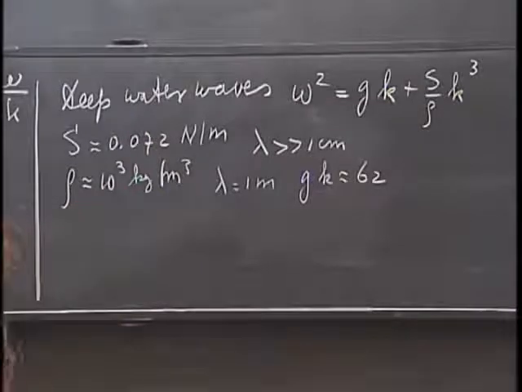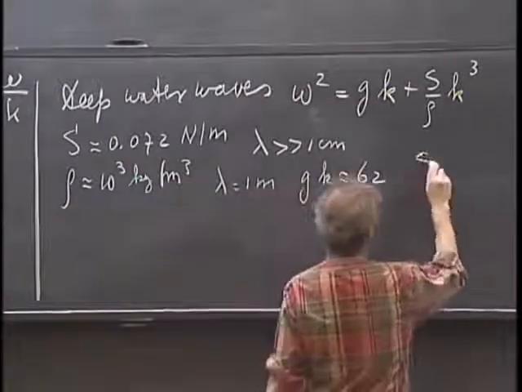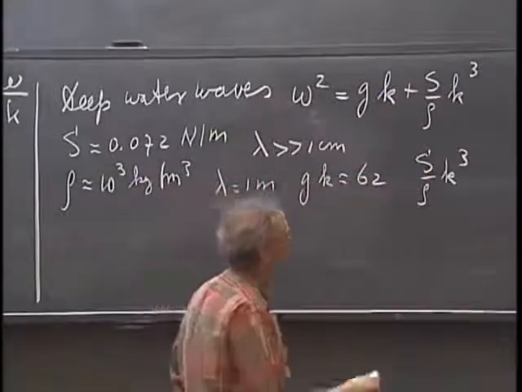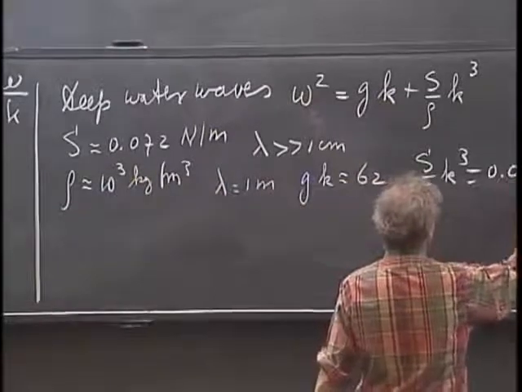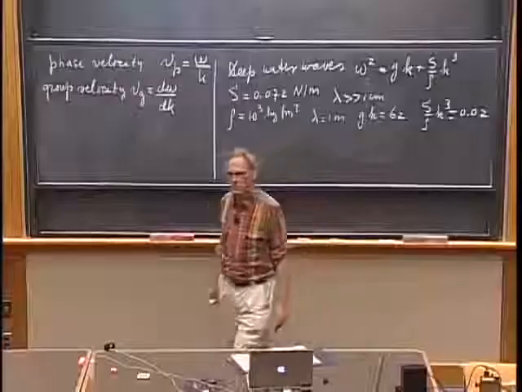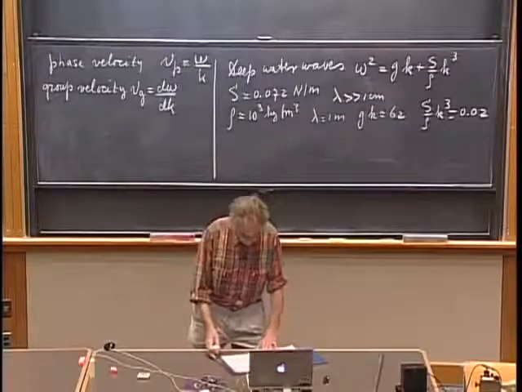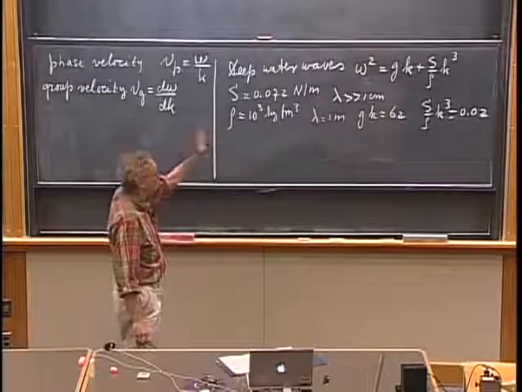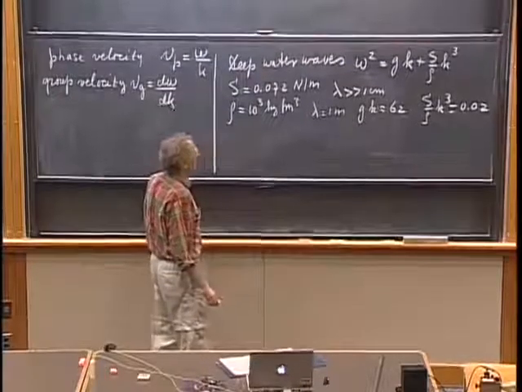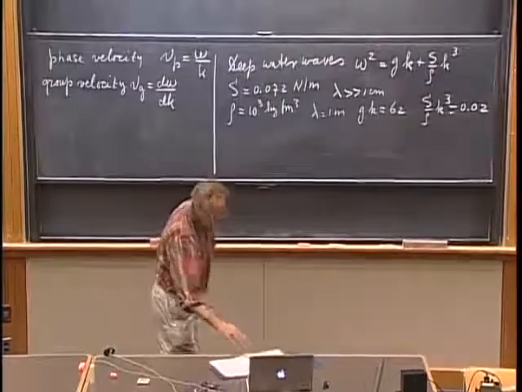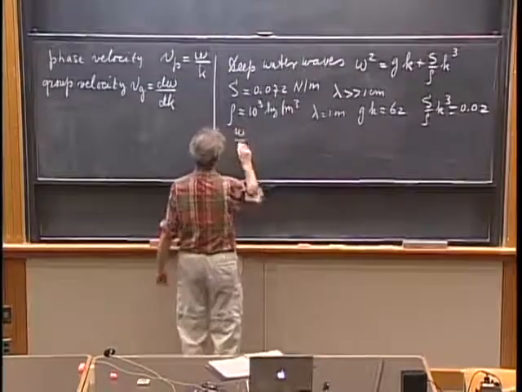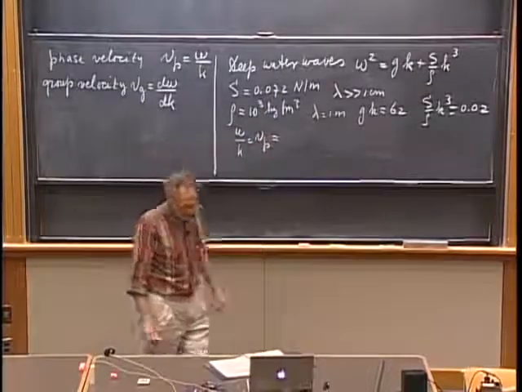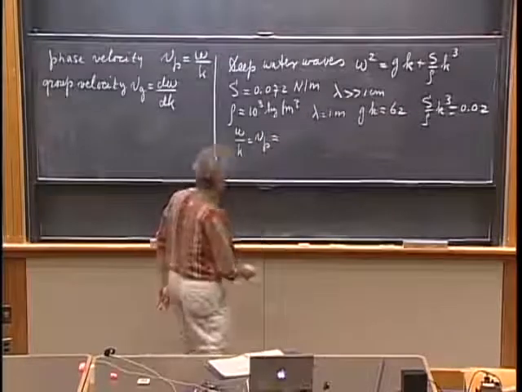And you can also calculate now S divided by rho times k to the third. Remember, k is 2 pi divided by lambda. And this now is 0.02. So it's insignificant. It's very small. And so for this case, you might as well, for first order approximation, forget that term. And so you can write down now that omega divided by k, which is the phase velocity, in this case comes out to be 1.25 meters per second.